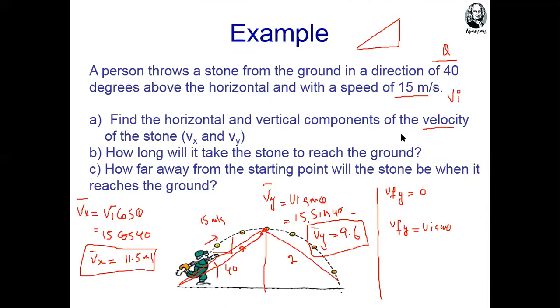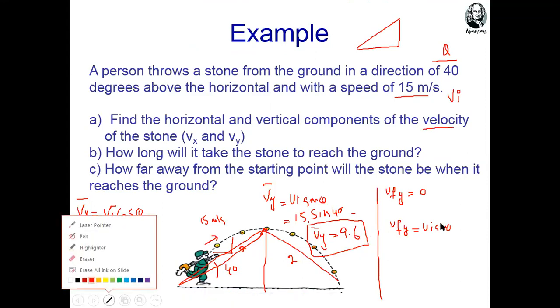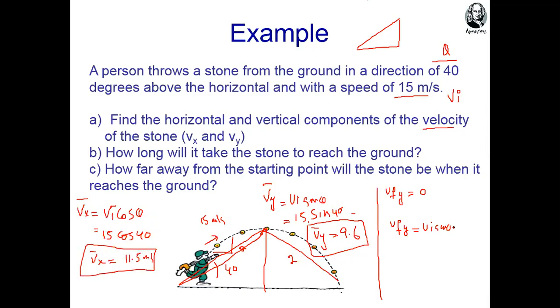Okay, this one. So Vi sine theta, correct, and we have minus gt. So minus gt, correct. So Vy is 0. What is Vi sine theta? Vi sine theta is equal to this one.